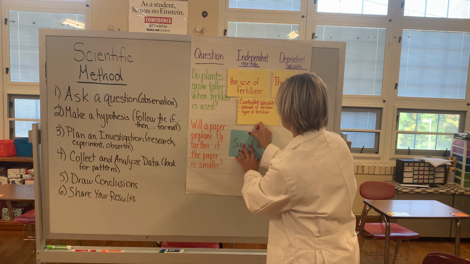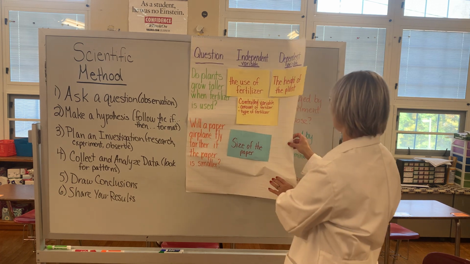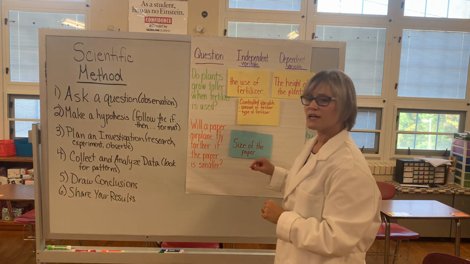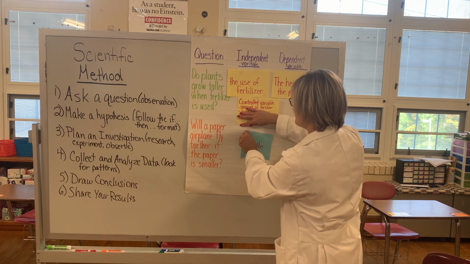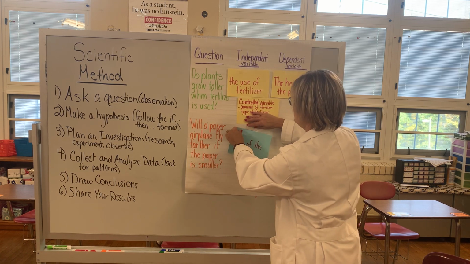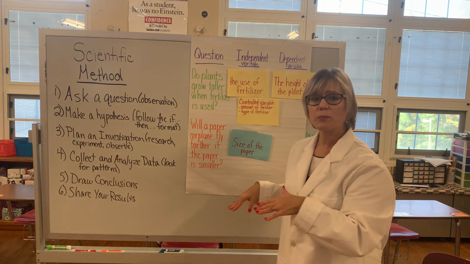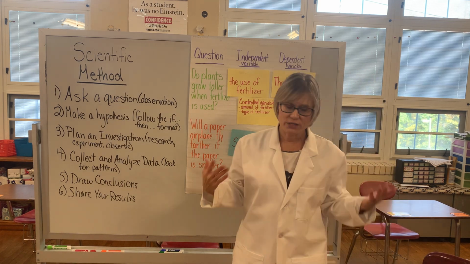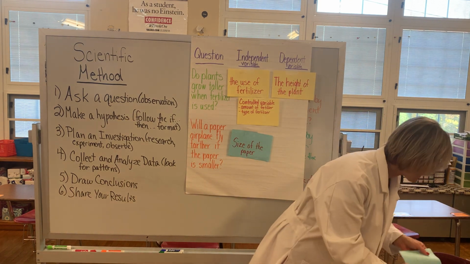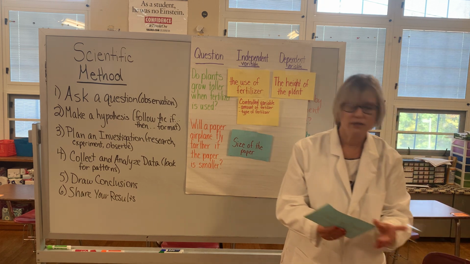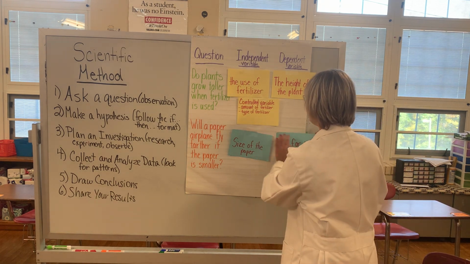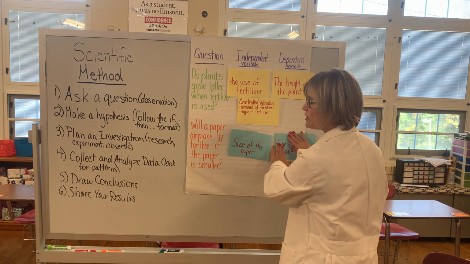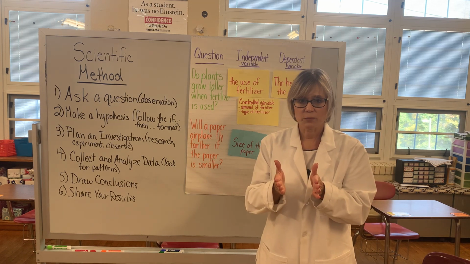All right, so if we go back here and look at our question, what did the scientists change on purpose? Well, we changed the size of the paper on purpose. I'm going to skip this over, I'm going to end up running out of room. So the size of the paper is what we change on purpose. Now, the dependent variable, what am I going to measure? Well, I'm going to measure how far the paper airplane goes. And I'm going to compare that from a large piece of paper that I've used to make a paper airplane to the small piece of paper that I used to make the paper airplane.